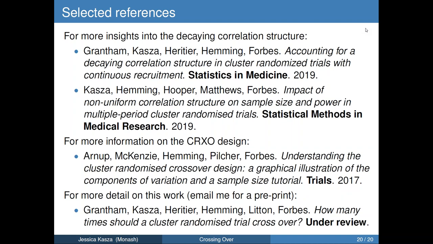Thank you very much, Jess. Beautifully presented, innovative cluster crossover designs and some practical optimality conditions there.